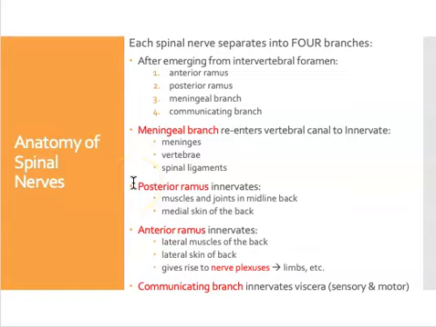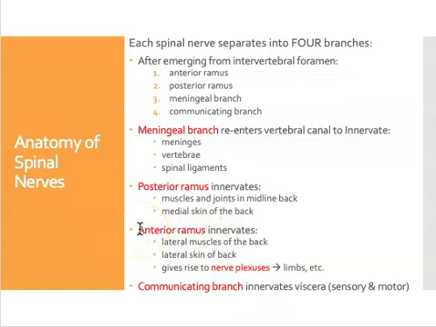The posterior ramus is going to innervate muscles and joints in the midline area of the back, hence the name posterior. It's also going to innervate the skin, but again, in the area of the midline of the back. That combines with the anterior ramus, the last one we'll talk about. This is the one we'll talk about in a little bit of detail.